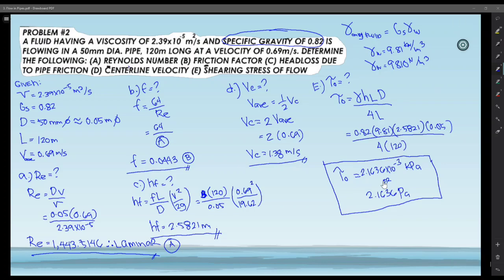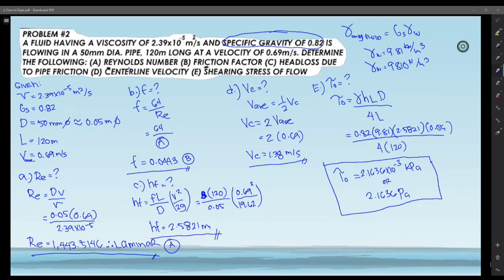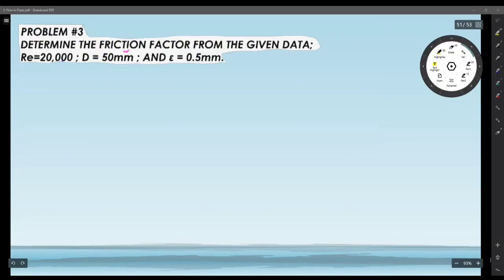So, let's proceed with the next problem. Okay guys, so for our third problem, basahin natin. So determine the friction factor from the given data. So given is the Reynolds number, which is equivalent to 20,000. We have D, which is equals to 50 mm, and the roughness epsilon with the value of 0.5 mm.